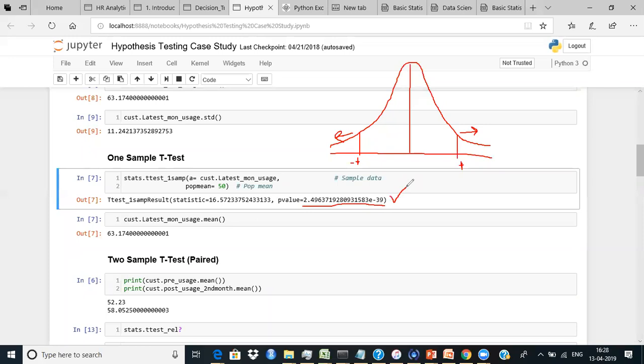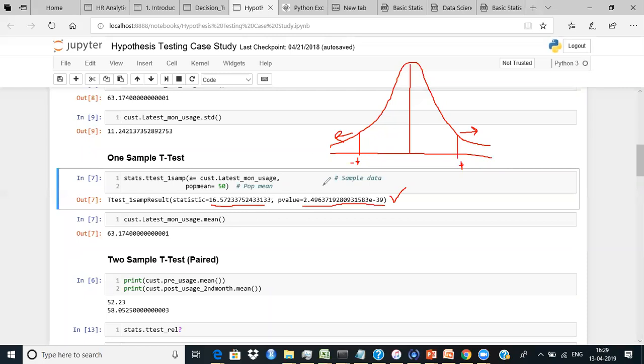Python does two-tailed tests, right? So not true might mean greater than, might mean less than, right? How do you identify the direction? Direction is given by the sign of the test statistic. If the test statistic is positive, it means that it has done right tail test. If the test statistic is negative, it means the left tail test is true. Make sense?